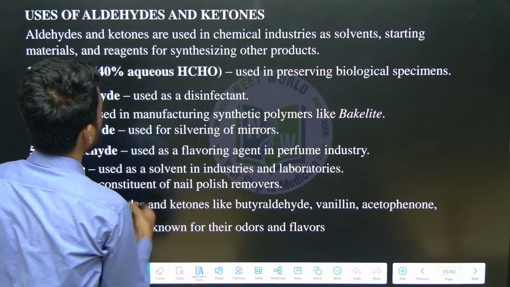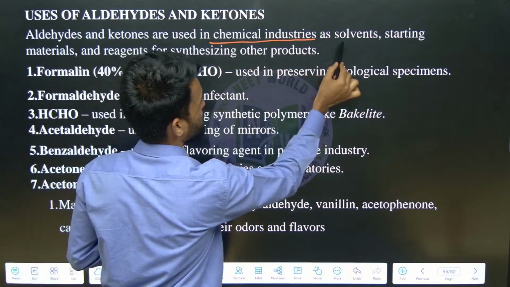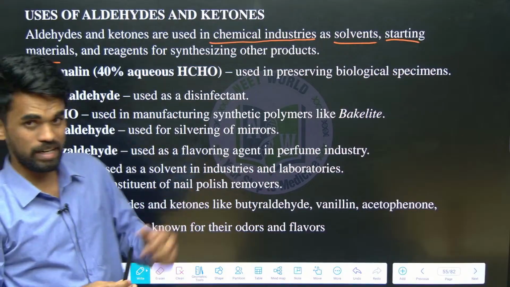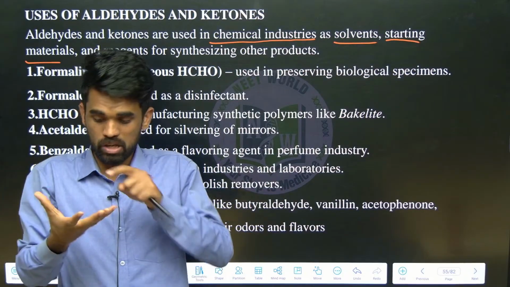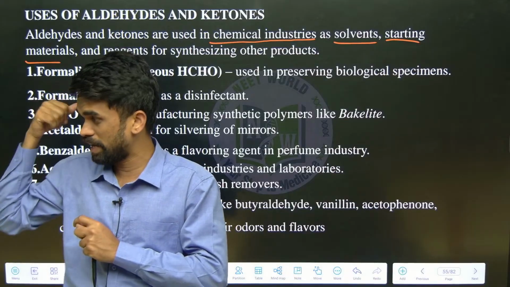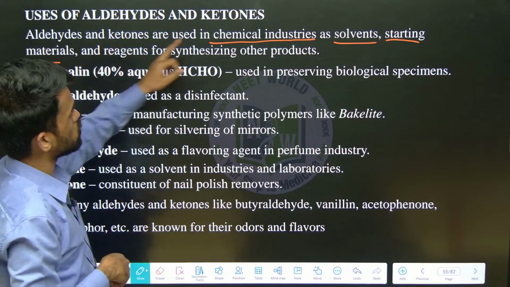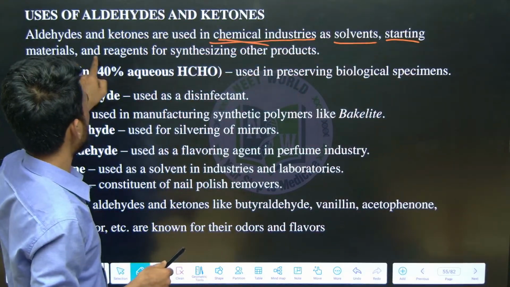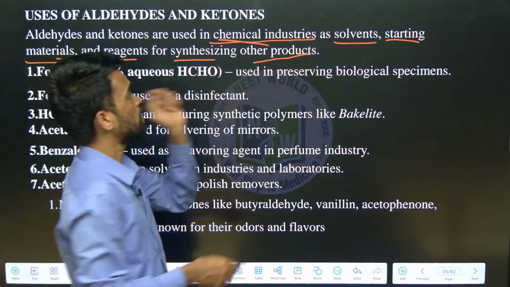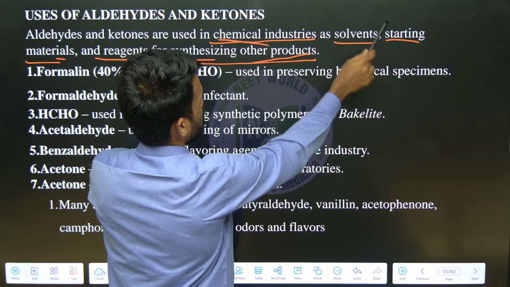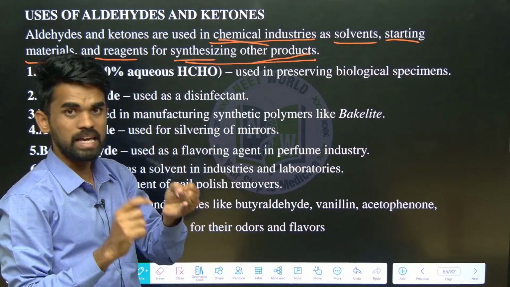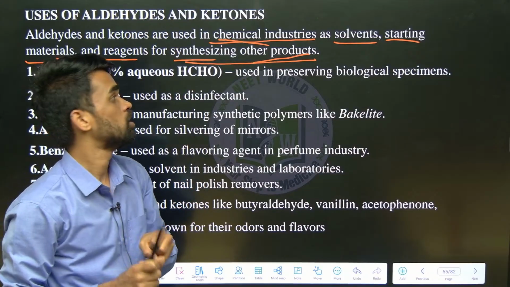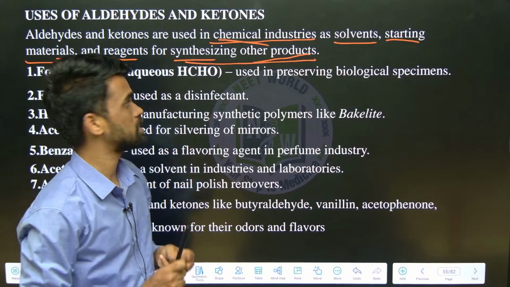Aldehydes and ketones are used in chemical industries as solvents and starting materials. During a chemical reaction we start with the substrate, and mostly that substrate will be an aldehyde. They are used as solvents, as starting materials and as reagents for synthesizing other products. Acetone, for example, is a very good polar aprotic solvent used in many synthetic applications.